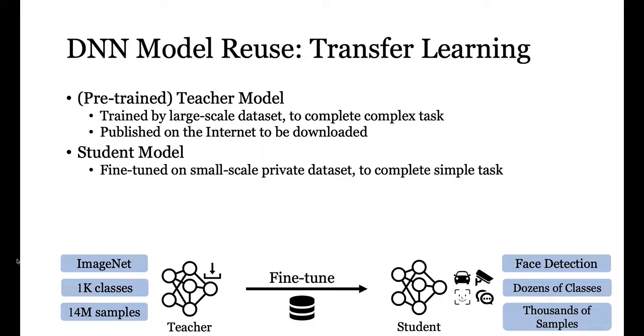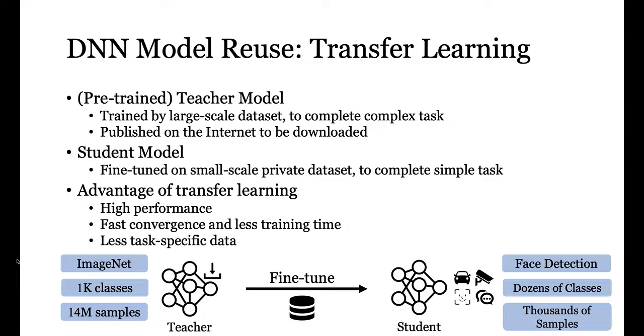The student model trained via transfer learning has high performance, as the teacher model has been trained on enormous data. Besides, the student model converges fast and spends less time to train. The student owner only has to collect a small amount of data to train the model. Transfer learning saves much effort for individual developers.